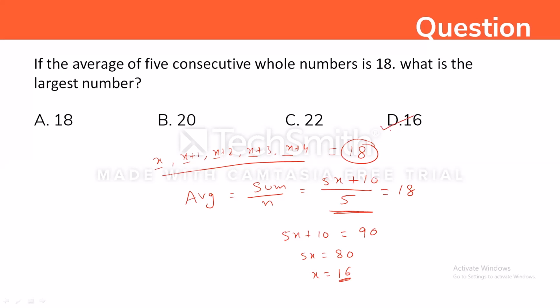Now the value of x is 16, and don't directly select option D, 16. Why? Because they are not asking us to find the value of x. Here x is the smallest number in the list. So don't consider option D correct. Just read the question: they are asking us to find the largest number in the series. The largest number will be x plus 4. We know x is 16, so 16 plus 4 gives you 20. So the final answer is 20.